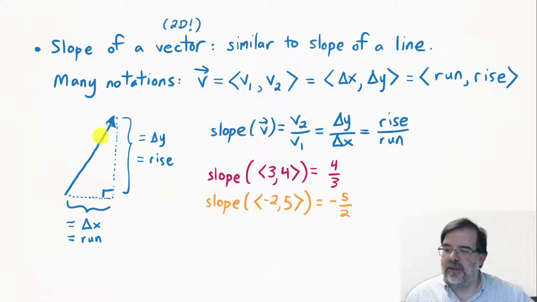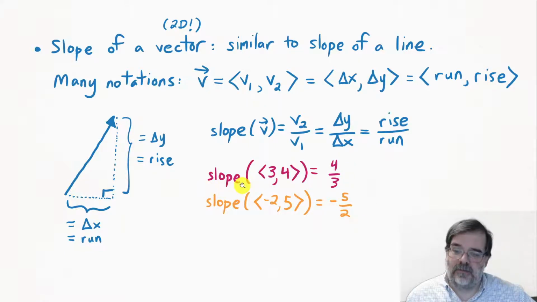Given a starting point and an ending point, you move some distance in the x direction, some change in x, that's the run. And then you move up along the y-axis, that's a change in y, or the rise. And so the slope of this vector could be calculated as v2 over v1, or if you prefer, delta y over delta x, or if you prefer, the rise over the run. It's just a fraction we're calculating here.